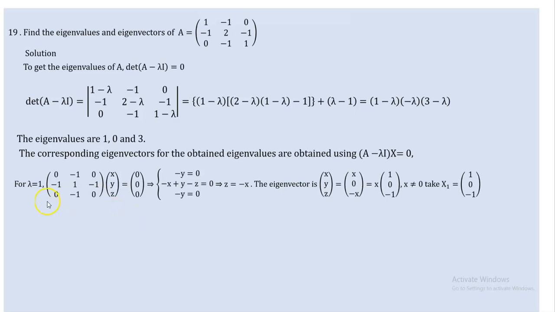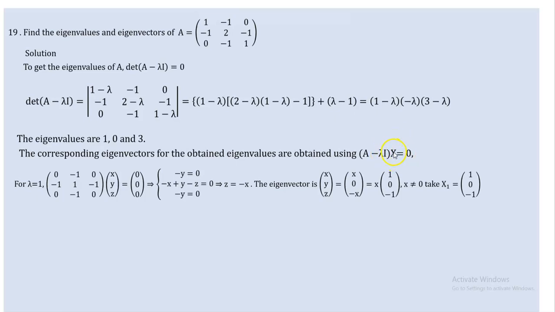So for lambda equals 1, students, A minus lambda I is the same as subtracting 1 from these diagonal entries, as I did here, because lambda is 1. So 1 minus 1 is 0, and 2 minus 1 is 1, and 1 minus 1 is 0. I'm subtracting 1 throughout the diagonal entries because I'm now solving for the eigenvector for the eigenvalue lambda equals 1. So you are left with this, and this is A minus lambda I for lambda equals 1.